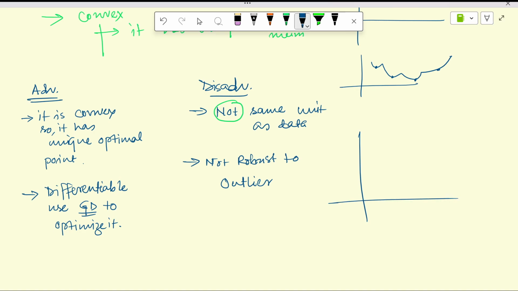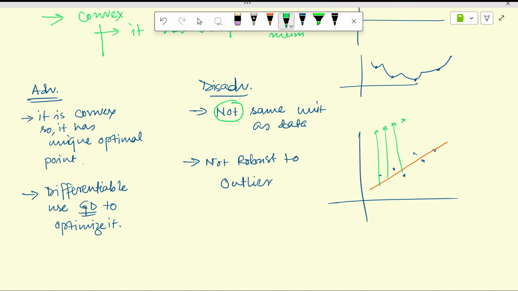Let's draw a picture. Let's say our points are those, and this is our prediction line. If we have some points here, then you see the error is actually very high. After taking this error, when you square it, it becomes very high. So when we want to optimize the cost function, it takes time to minimize it. Okay, so it's actually not robust to outliers.